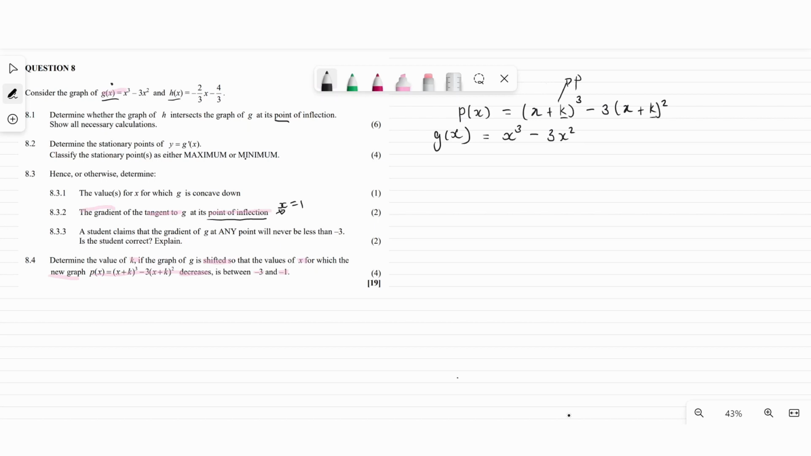But look at something. Isn't g and p similar? They're very similar. The difference between g and p is that inside, the x is just going to be x plus k. So p of x is the same as g of x plus k. Do you see that? Which is equal to this one. Since we've made the link between p and g, we can move to the next part.